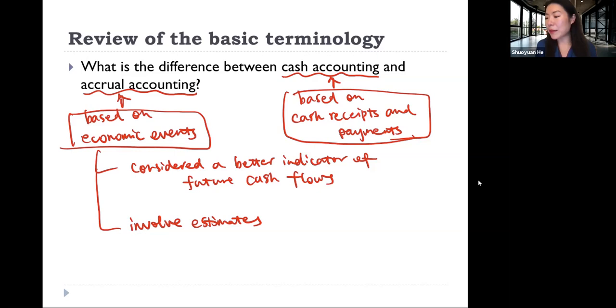Versus for accrual accounting, because it is not doing accounting based on cash receipt and payment, it is doing accounting based on the occurrence of economic event. So there are a lot of estimates involved in accrual accounting. And when accounting involves estimates, inevitably there is a lot of subjectivity in it. So it can be subjective. And what is the problem with subjectivity?